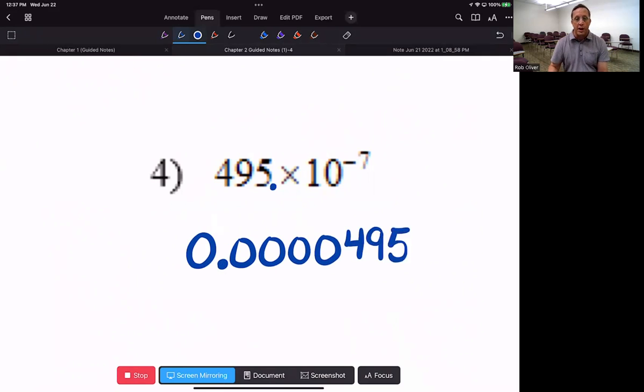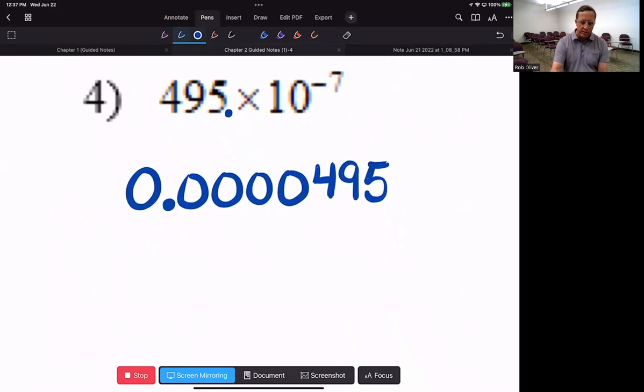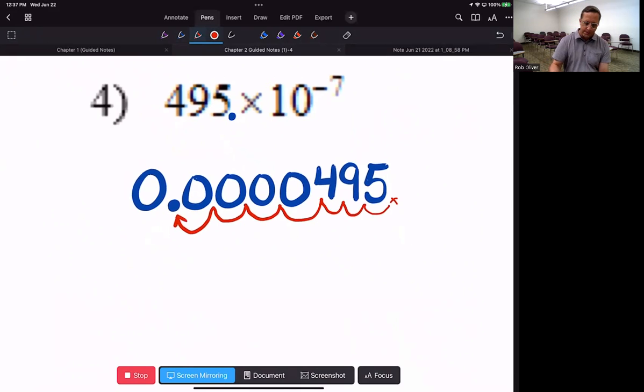And there it is in standard form. That's what it is. So it was here, it was there, and then it moved 1, 2, 3, 4, 5, 6, 7, right there. So it moved over 7 places.